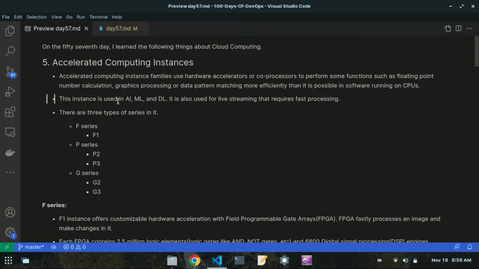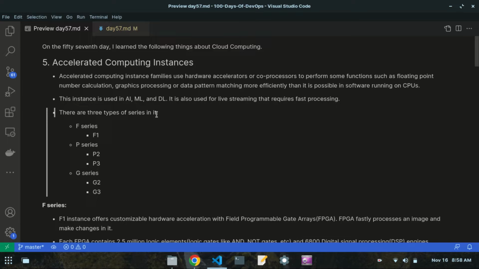This instance is used mostly in artificial intelligence, machine learning and deep learning. It is also used for live streaming that requires fast processing, and for game playing, in which fast processing is required when you are playing a game, so it is also used there.